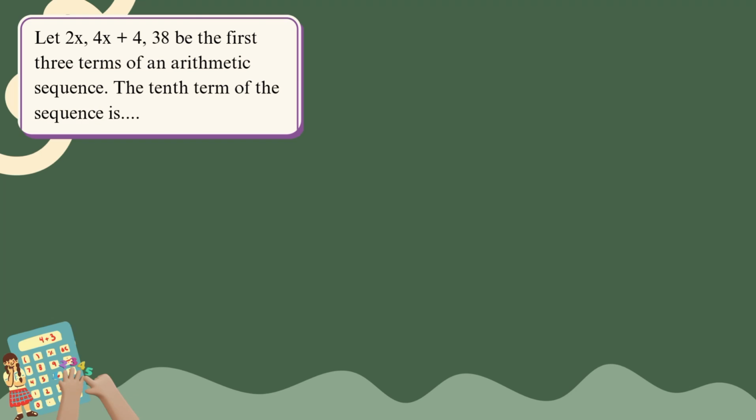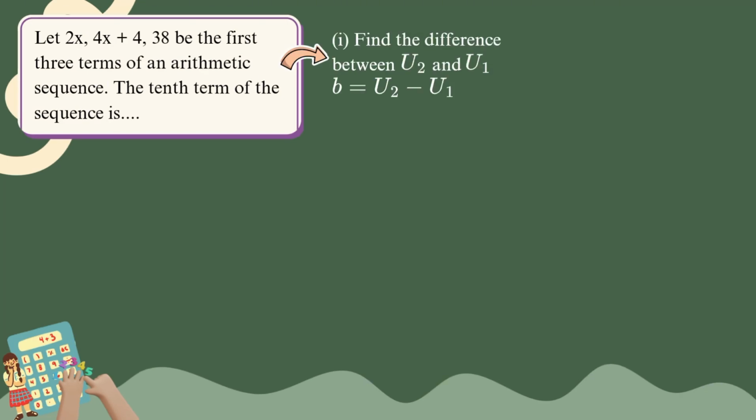Let 2x, 4x plus 4, 30 minus x be the first terms of an arithmetic sequence. The tenth term of the sequence is the completion. First step is find the difference between U sub 2 and U sub 1. b equals U sub 2 minus U sub 1 equals 4x plus 4 minus 2x. b equals 2x plus 4.